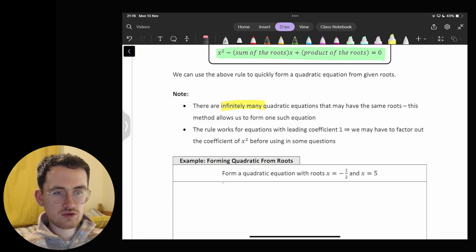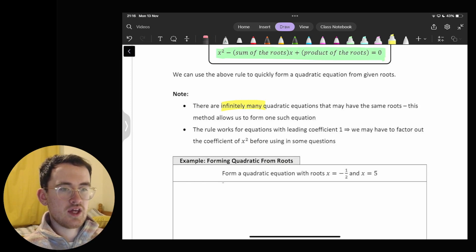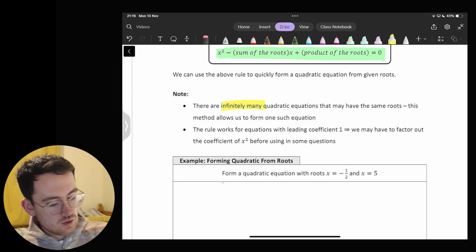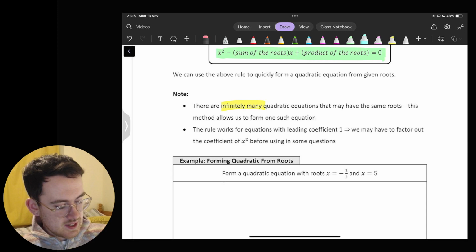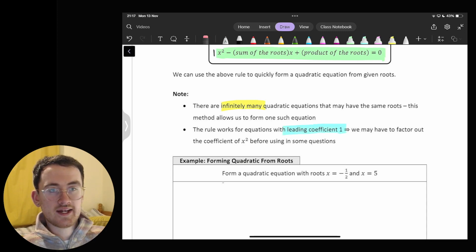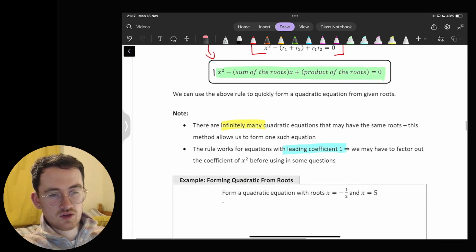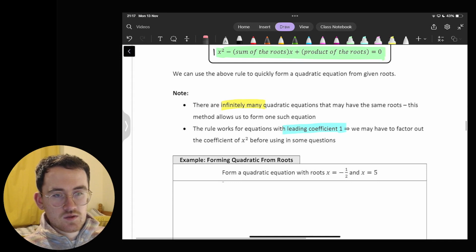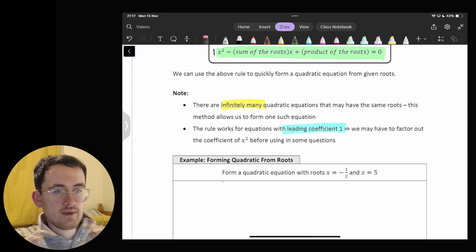So it's important just to note that with an equation, this is giving us one such equation, and this is why they will generally say form an equation. They won't really give you a particular one to work with most of the time. The other thing is that this rule works for equations with leading coefficient 1. So this rule only works if it's 1x squared. We can see it in the rule there. It's only written for 1x squared. It's not written for ax squared or something like that. So in some questions, we may have to factor out this coefficient before we begin.